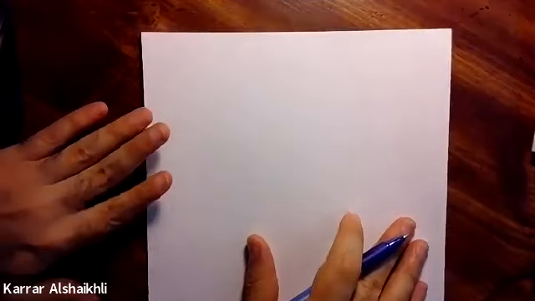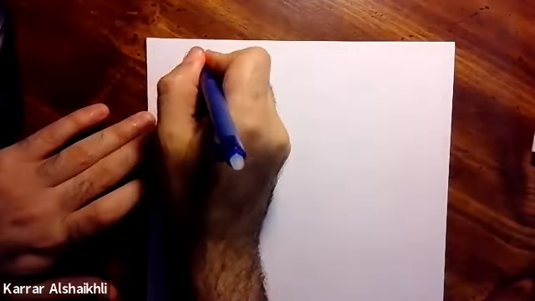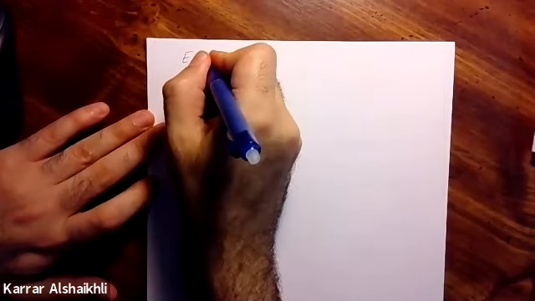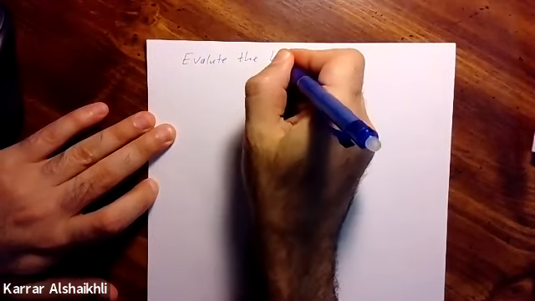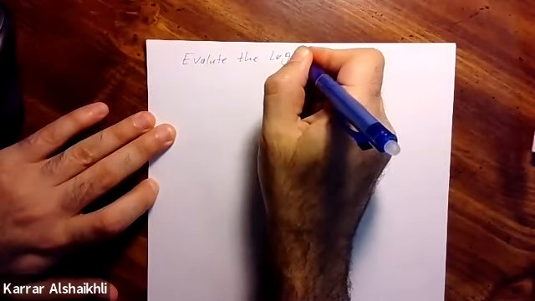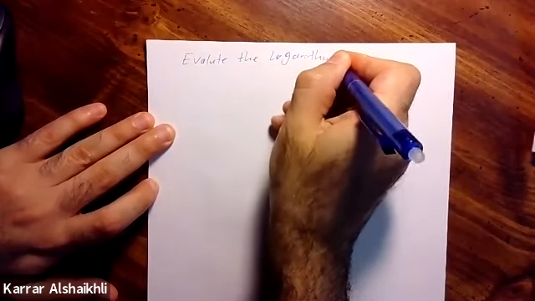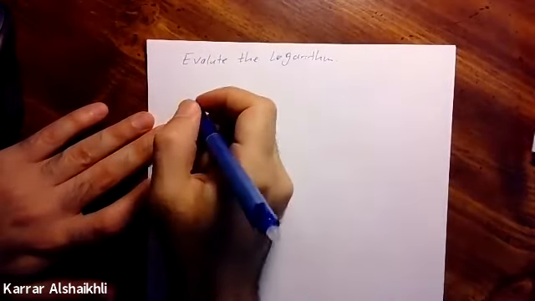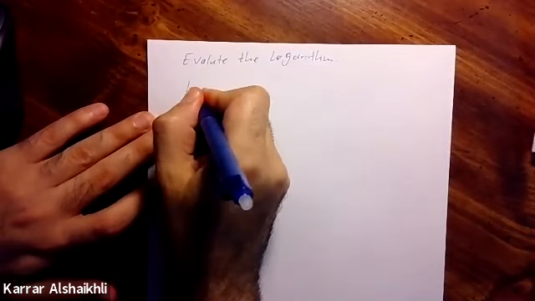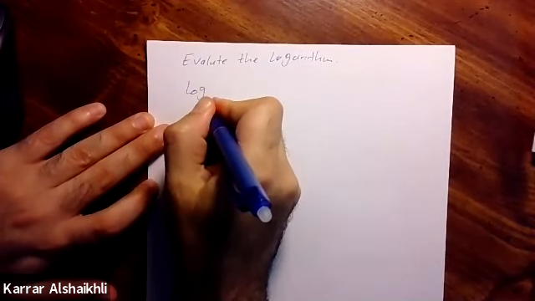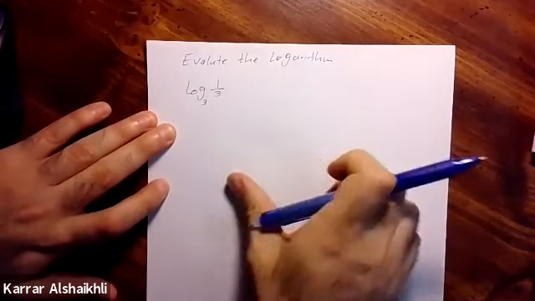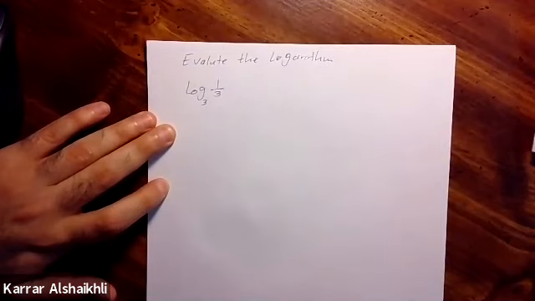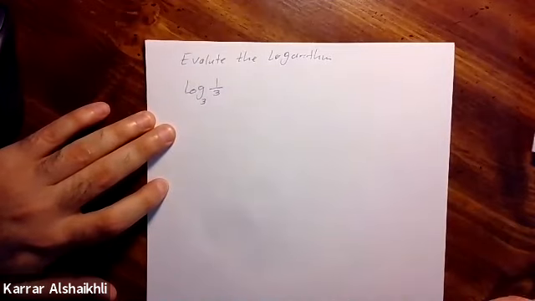There are 2 methods to evaluate. I'm going to show you also how to use the calculator. So if they ask you to evaluate the logarithm, for example, they ask you to evaluate log to the base 3 of 1/3. That means we need to find the value of log to the base 3 of 1/3. How are we going to find this value?